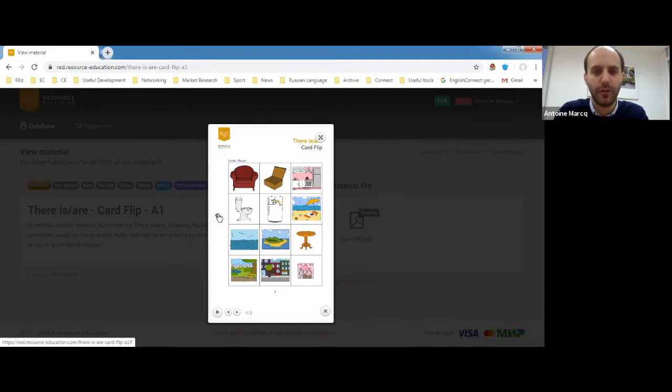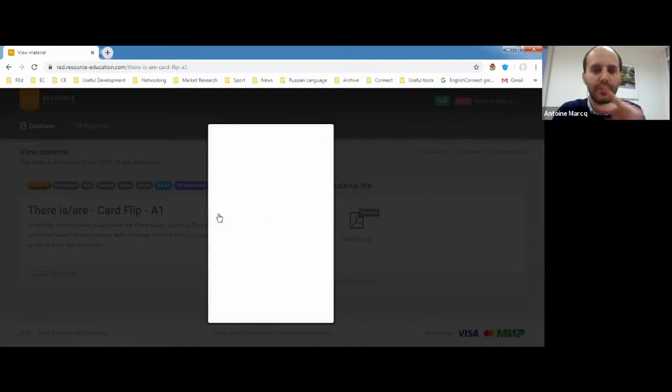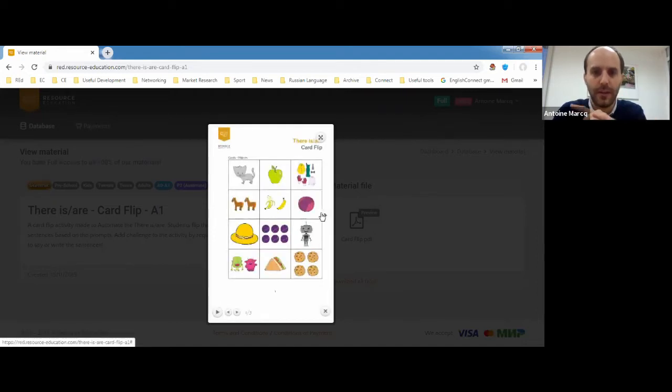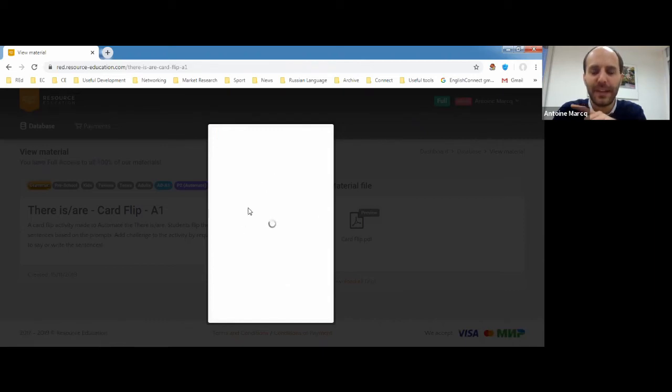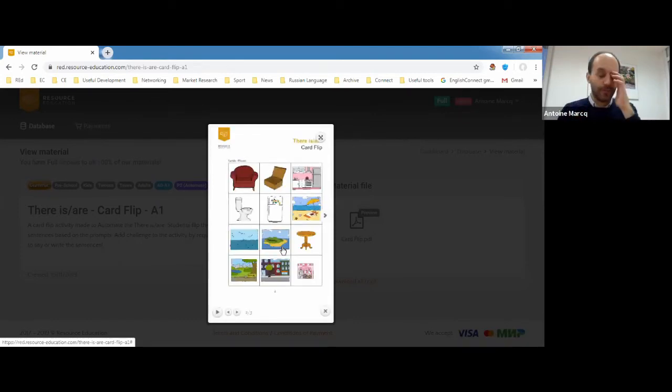The students are going to use these cards. You cut out the objects in one stack. You cut out the places in another stack. And with these cards, so you see the first one sofa, the second one box, and the third one kitchen.